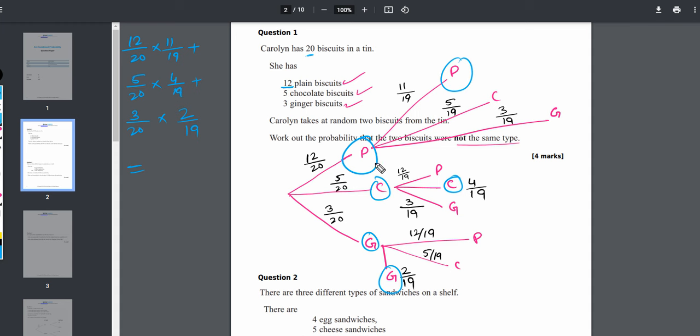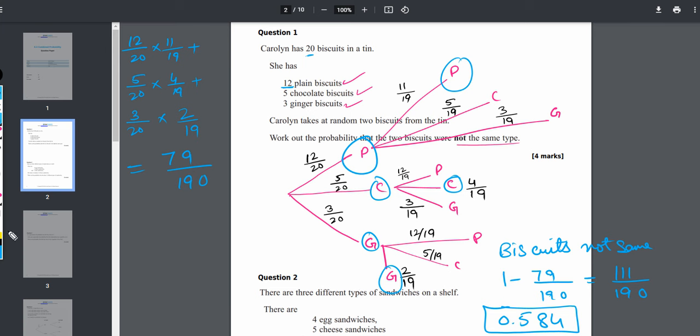Alright, so the probability that I got is 79 over 190. That is the probability of the biscuits that are of the same type. Now the probability of biscuits not the same will be 1 minus the answer, that is 1 minus 79 over 190. So I'll get 111 over 190. In decimals, it will be 0.584. So the probability for the biscuits being not the same is 0.584, and this will be our answer.